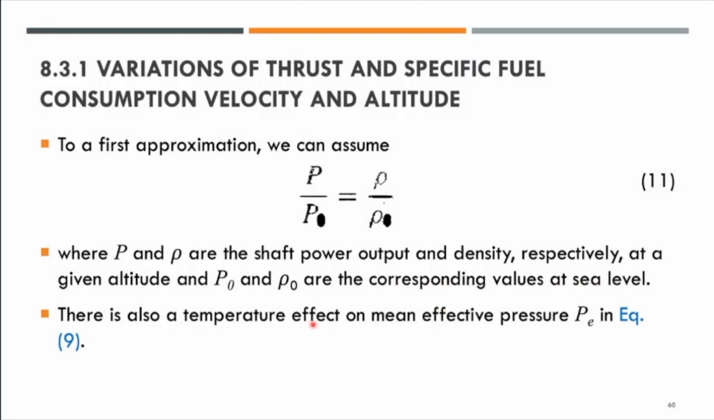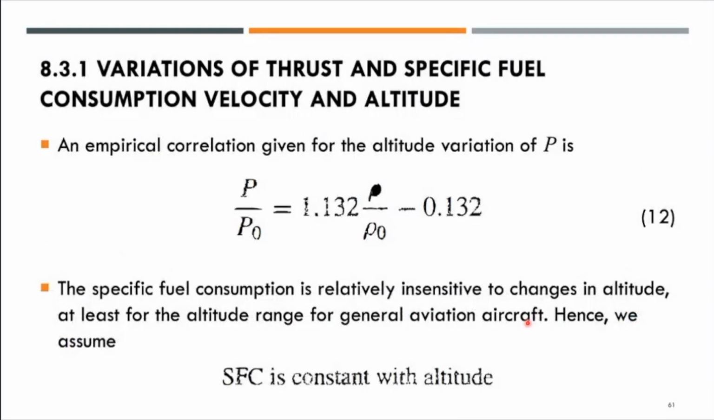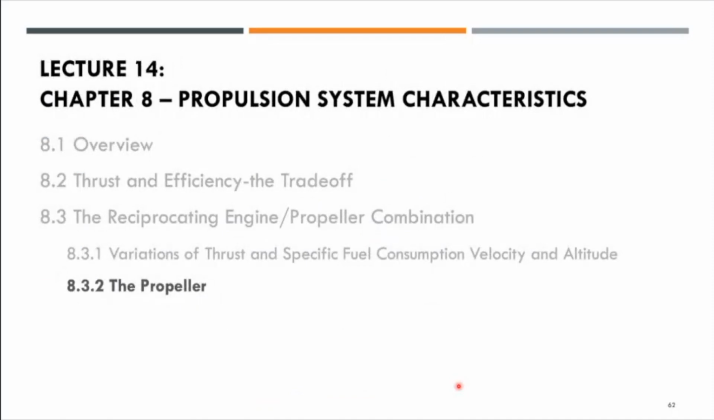There is also a temperature effect on the mean effective pressure PE in equation 9. An empirical correlation for the altitude variation of the shaft power P is taken from Thornback. So this is a correlation again. And the specific fuel consumption SFC is relatively insensitive to changes in altitude, at least for the altitude range for general aviation. So we assume the specific fuel consumption is constant with altitude.